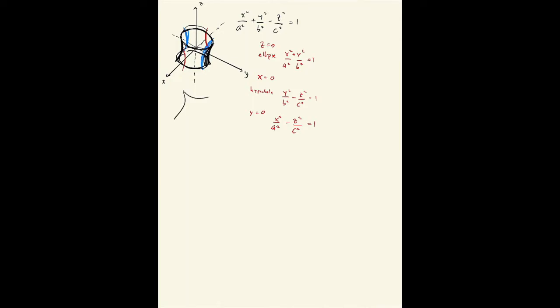So it should be like this. Okay, wait, it's bad, sorry. It should be like this. So yeah, this is the hyperbola. This is also the hyperbola. Should be like this. It is called hyperboloid of one sheet.